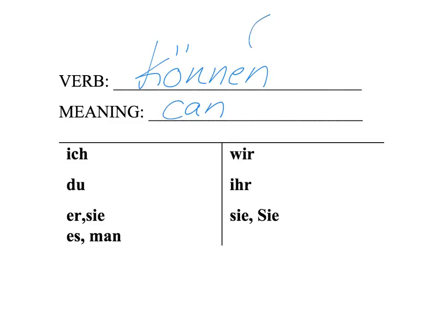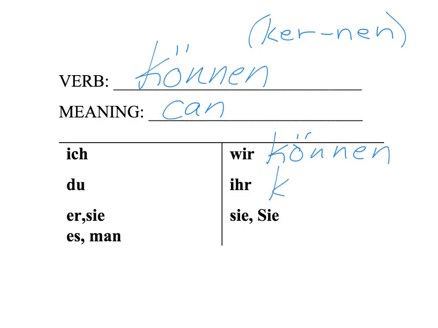Yeah, here, it's pronunciation. Kö. I want to say Coleman, but it's not. Does that help? Könnan? Okay. Yeah, so not Conan, or Brian, or whatever. Okay, so wir können. Ihr, what? Könnt. And sie? Können.